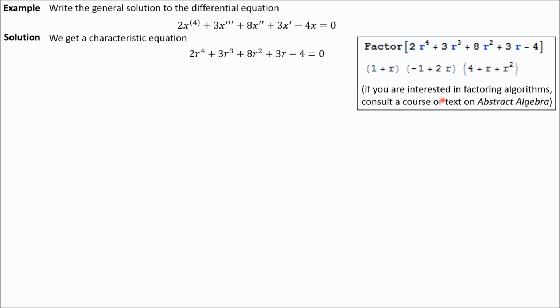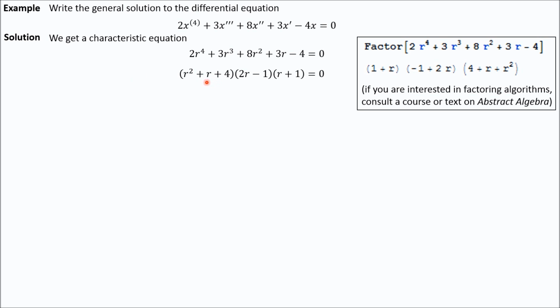And this is an interesting topic, abstract algebra, where you can learn about how Mathematica is able to factor things like this. It uses pretty advanced mathematics to figure this stuff out. But anyway, we're happy to use this without understanding how it works for now.